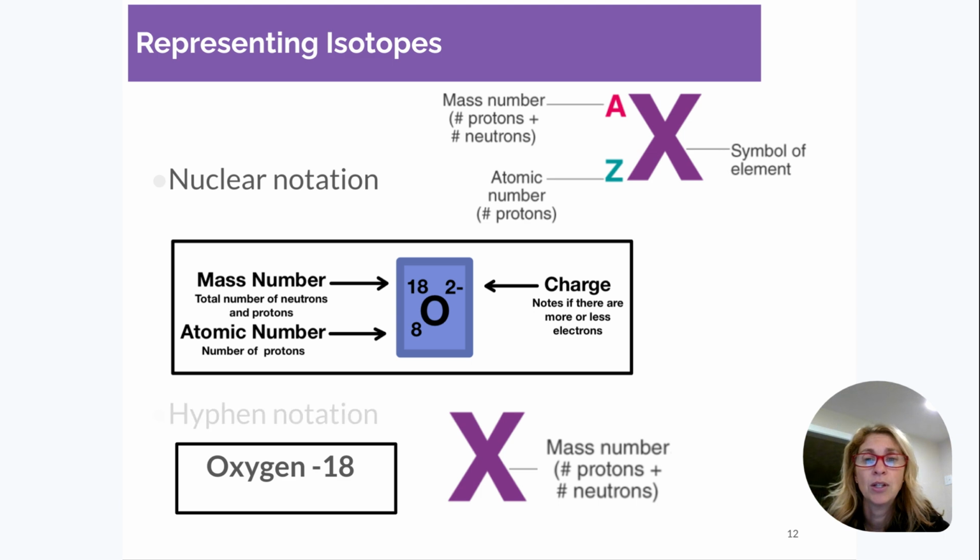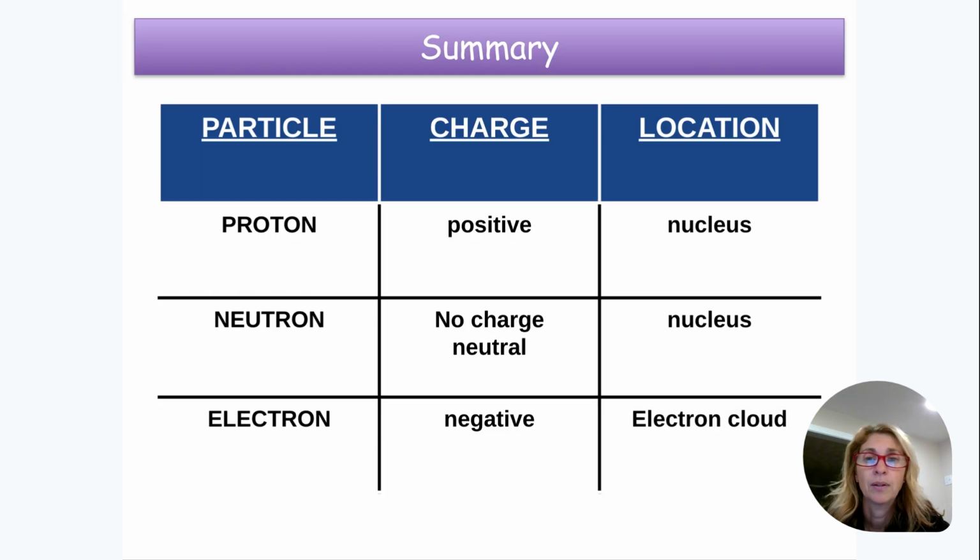Here's the nuclear notation, and that's our hyphen notation. So in summary of atomic structure, we have protons with a positive charge and a mass of 1 located in the nucleus. We have neutrons with no charge, they're neutral, also with a mass of 1 located in the nucleus. We have electrons, those are the small particles in the region outside the nucleus we call the electron cloud. They have a negative charge, and they're so small that they're assigned a mass of 0 AMU.